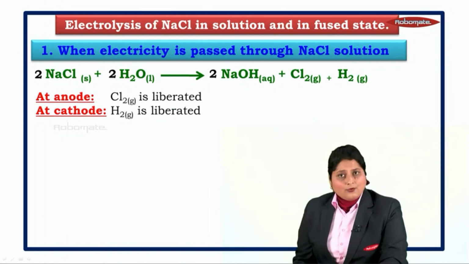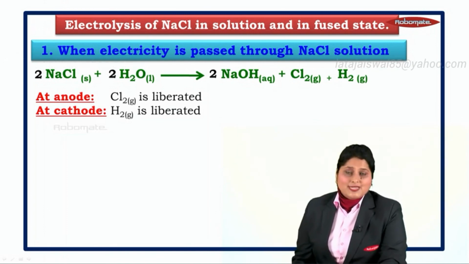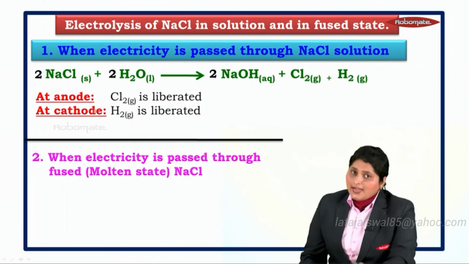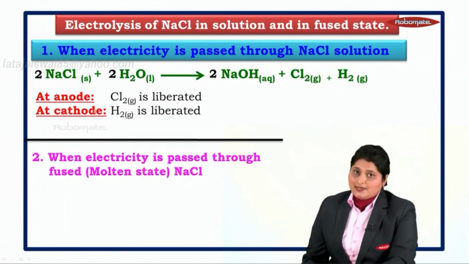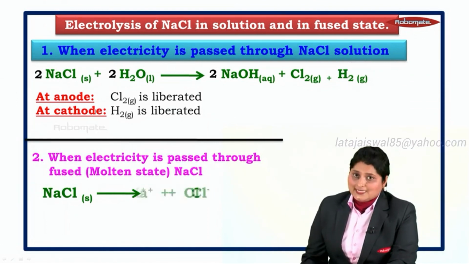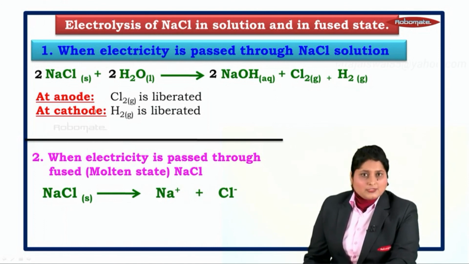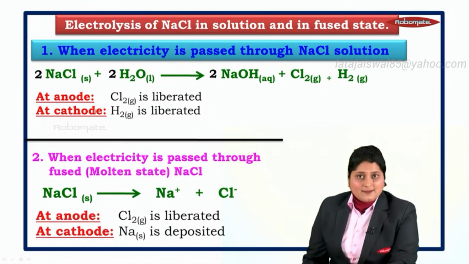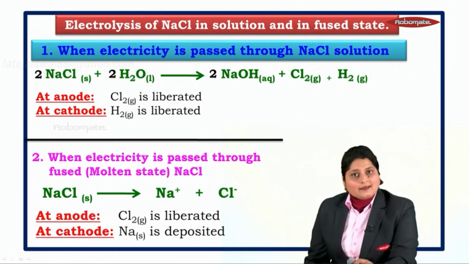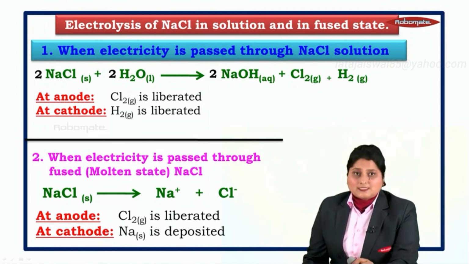Now what happens at the anode? Chlorine gas is liberated at the anode and at the cathode hydrogen gas is released along with the formation of sodium hydroxide. When we carry out electrolysis of molten NaCl, let's see what products are formed. NaCl, now remember we have not used water, so we use molten NaCl. It's just going to break into Na+ and Cl-. So here at the anode, chlorine gas is liberated and at the cathode you will find sodium is deposited.